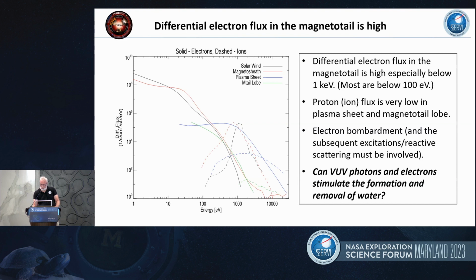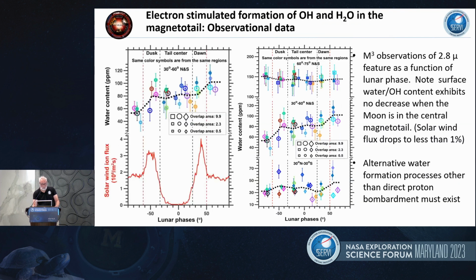So we looked at this, and the sentiment is that the electrons matter, right? The data out of the M-cubed is on the top, and you can see this is the water content extracted by Shai out of the M-cubed data. And he can tell you the details of what all these different colors look like, but it does not follow the red line. And the reason for that, in our opinion, is that there is an alternative term that's actually causing the water to either persist or increase, and that is due to the electron flux. So on the bottom here, there's an alternative water formation process other than direct proton bombardment. So it's likely the electrons.